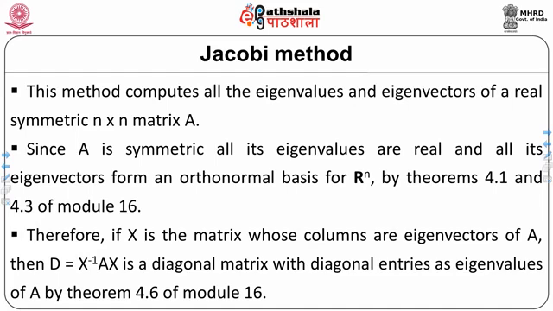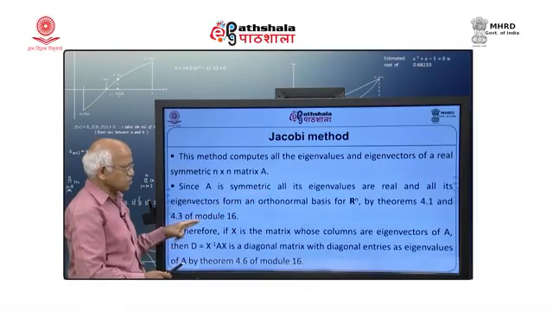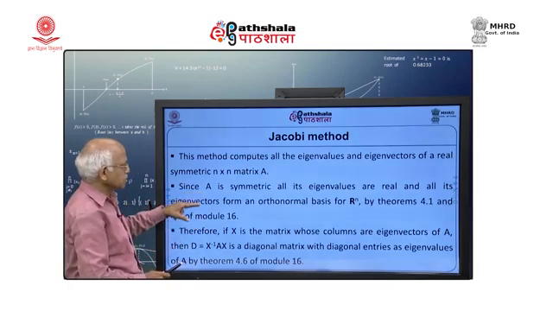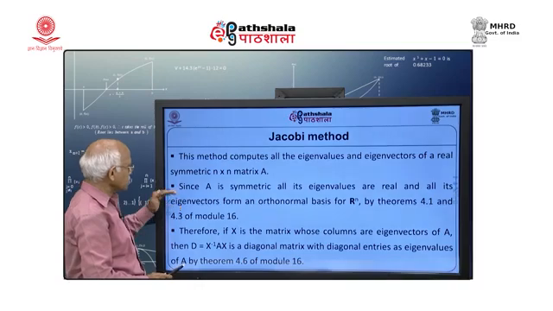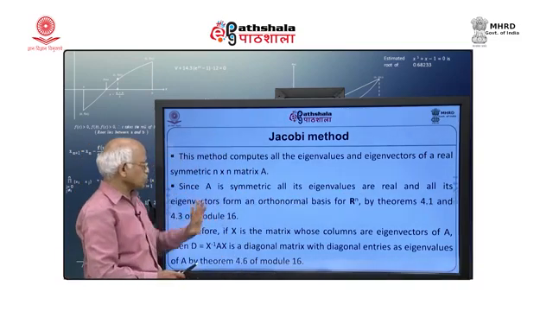Now, here we need a real symmetric matrix. Since A is symmetric, all its eigenvalues are real and all its eigenvectors form an orthonormal basis for R^n by theorems 4.1 and 4.3 of module 16. So, we have discussed these theorems in module 16, which give me this result, that for a real symmetric matrix all its eigenvalues are real and all its eigenvectors form an orthonormal basis.